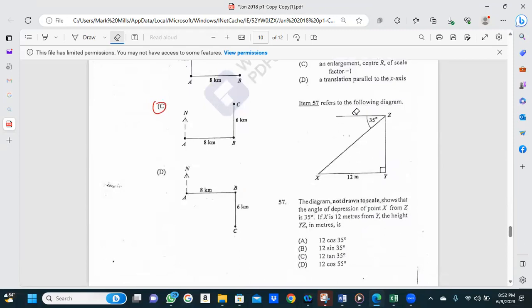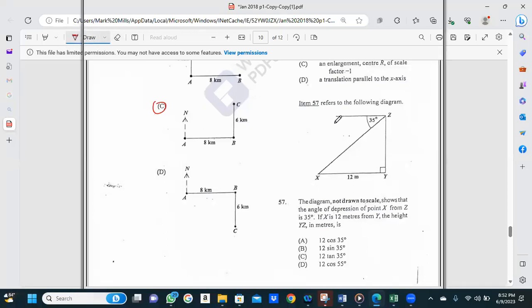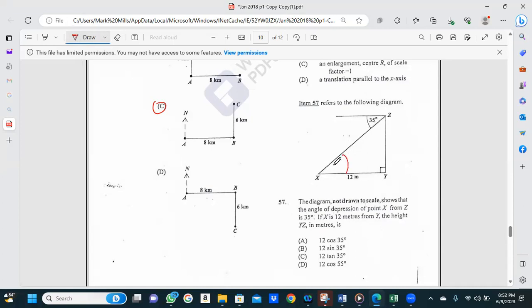This line and this line here are two parallel lines with a transversal line, right? So if this is 35, you see the Z, everybody see the Z, this is also going to be 35. Alternate angles. So we label here opposite, and here adjacent. Then they asked me to find the height YZ. What I'm given here is 12, and I want to find YZ.